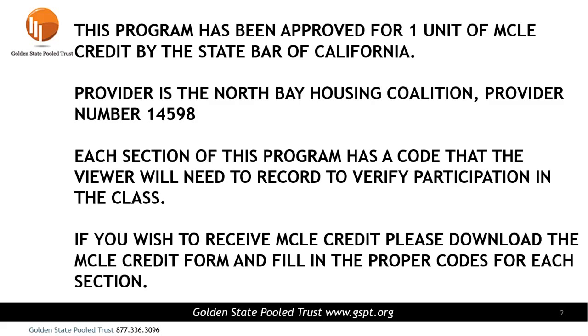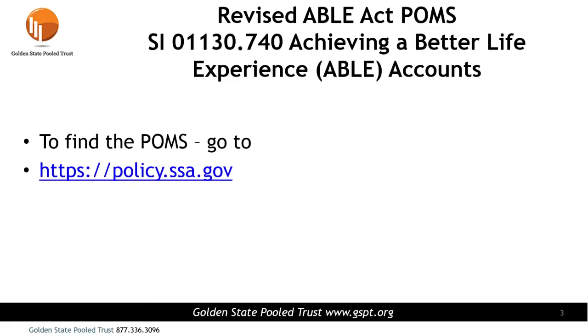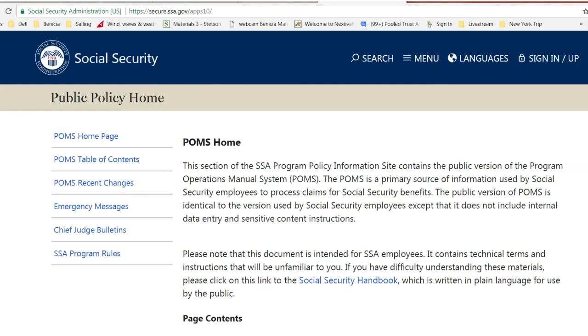Okay, so what we're going to cover initially is the revised ABLE Act POMS, which was issued in March of this year. You can find it in a number of different ways. If you go to policy.ssa.gov, it will take you to a page that looks something like this.